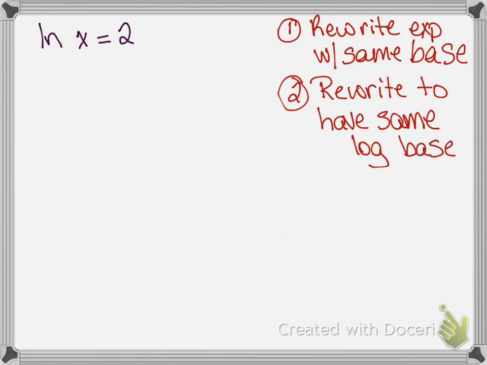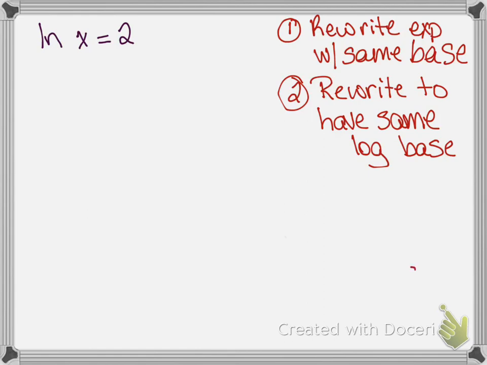Okay, in both of those situations, if I can rewrite it to have the same exponent base, or I can rewrite it to have the same log base, then I can use the property that says the exponents are equal or the index is equal. So I can just remove that. Okay? But I can't always do that. Look at this problem right here. I've only got a log on one side.